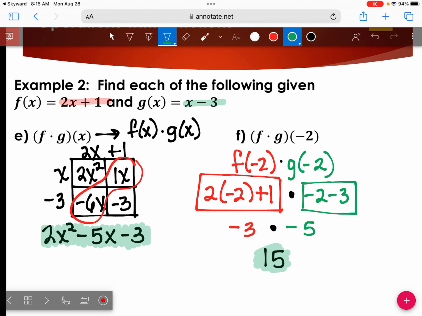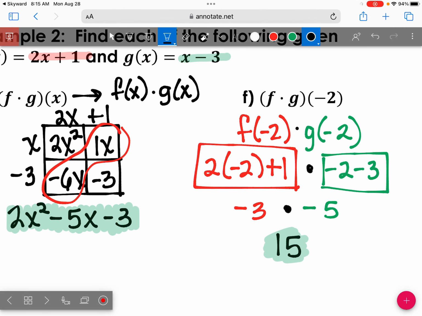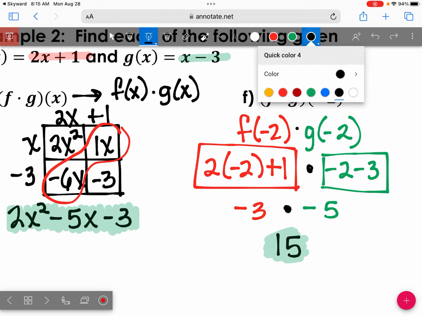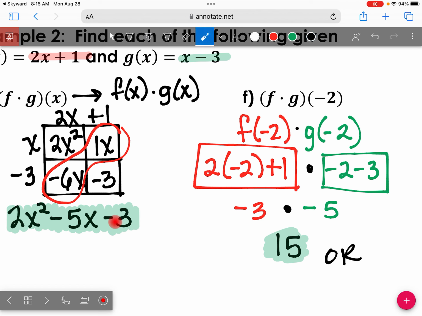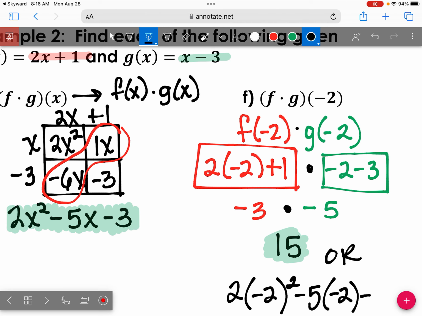Now there is another way you could go about doing that, and that would be to substitute that negative 2 into this function that you created by multiplying. So let's do it that way also. So 2 times negative 2 squared minus 5 times negative 2 minus 3. And verify that you get 15.